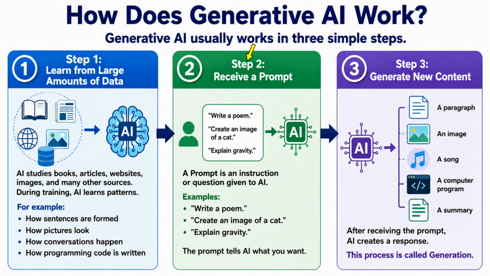Step 2. Receive a prompt. A prompt is an instruction or question given to AI. For example, write a poem, create an image of a cat, explain gravity. The prompt tells AI what you want. Step 3. Generate new content. After receiving the prompt, AI creates a response. The response can be a paragraph, an image, a song, a computer program, or a summary. This process is called generation.